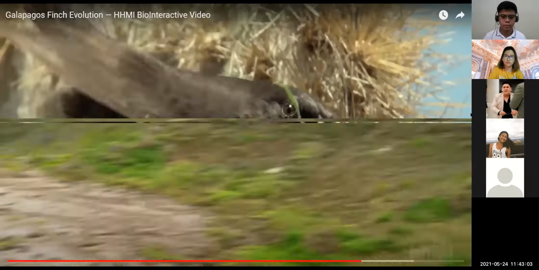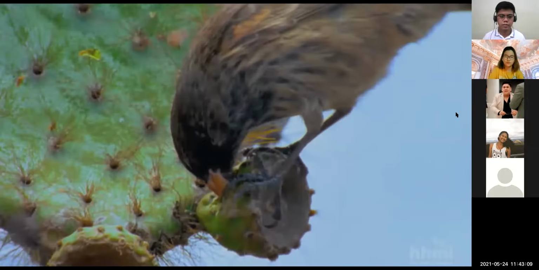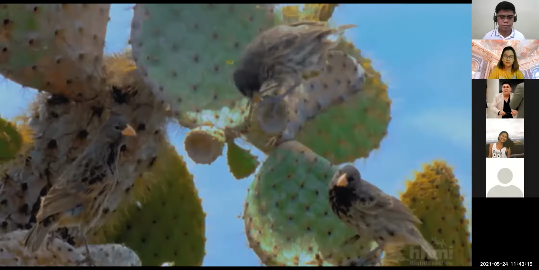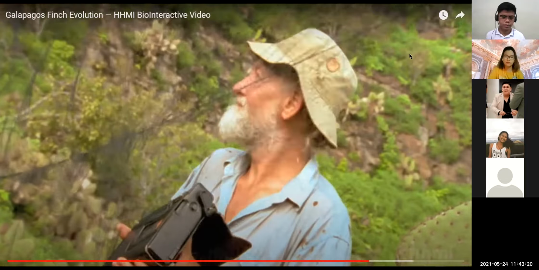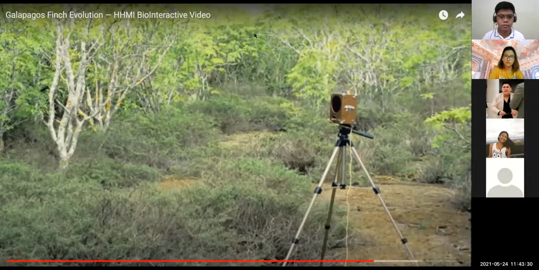So to see if songs keep the species apart, the Grants and their student Laureen Ratcliffe played each species' songs through a loudspeaker. When we played back the cactus finch song, cactus finch came to the loudspeaker and the medium ground finch completely ignored it. The males only responded to songs of their own species.